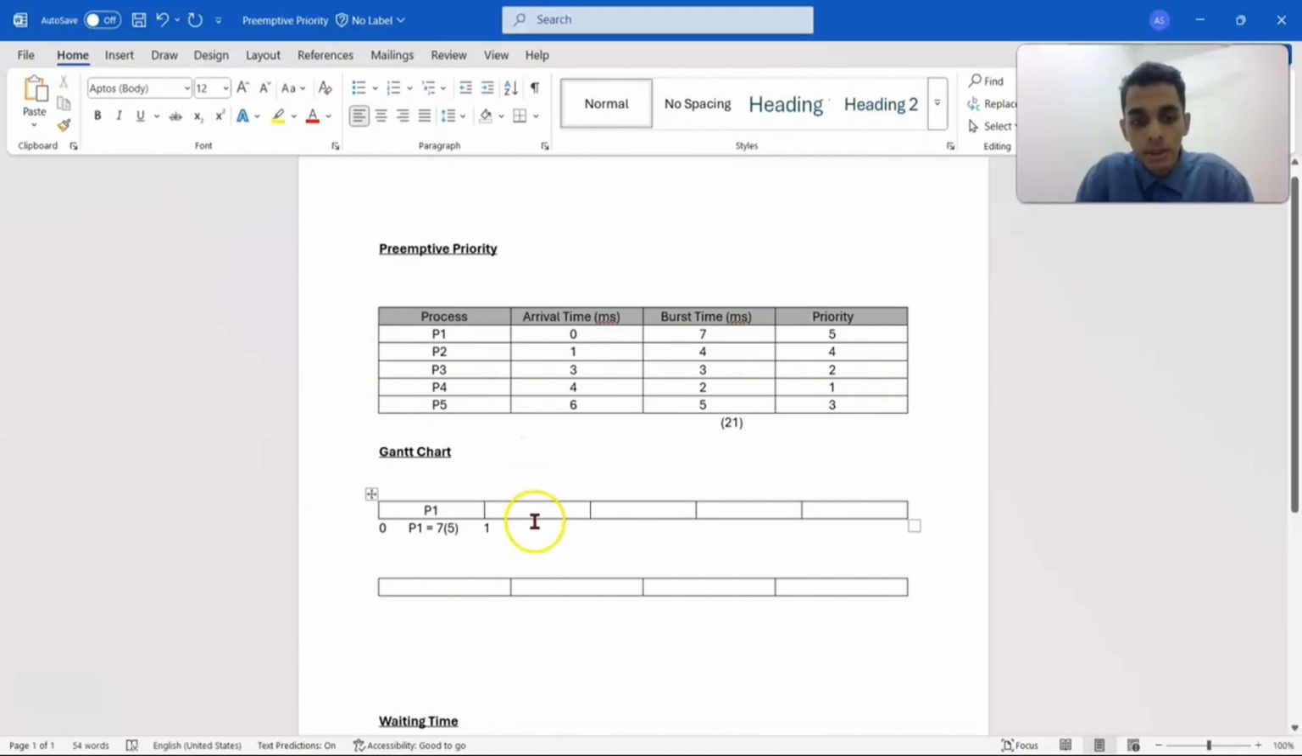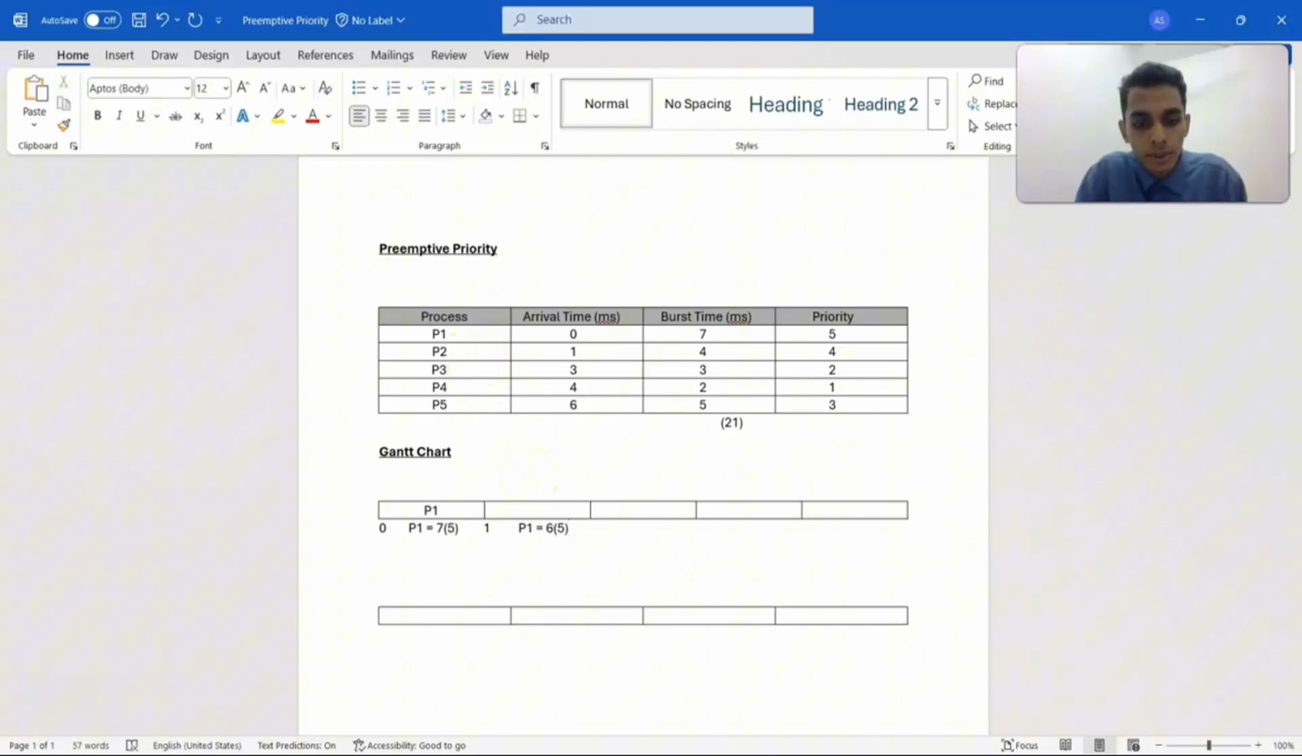Before we decide what to put inside this box, we must first prepare a ready queue. Right now we have P1 in our ready queue, and it will only be equal to 6 milliseconds of burst time because it has already run from 0 to 1. So you have to minus 1 and it will have 6 milliseconds of burst time, and the priority remains the same at 5. But we also have P2 which has arrived, so let's also add P2 to our ready queue. P2 has a burst time of 4, so we will put that too, and a priority of 4.